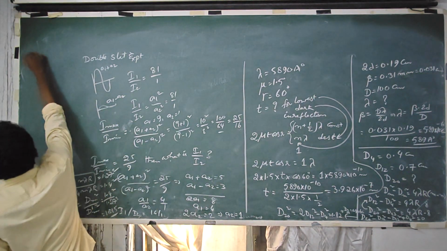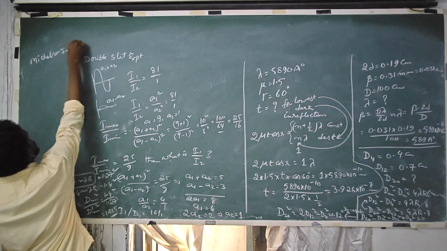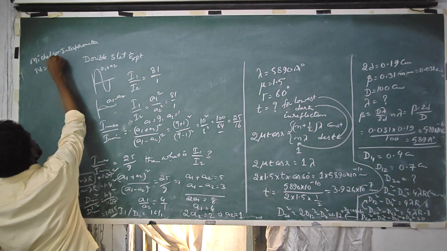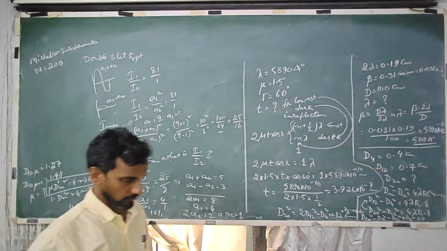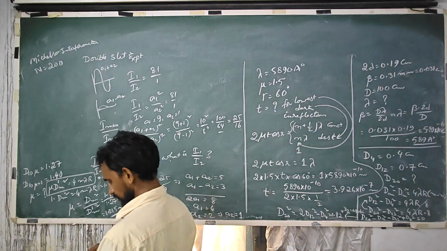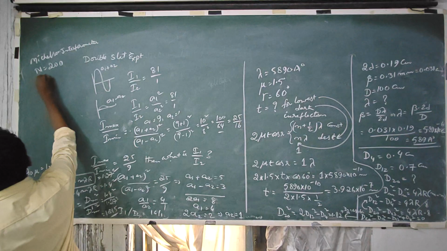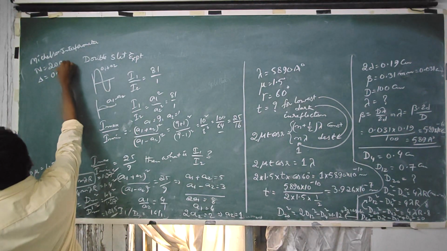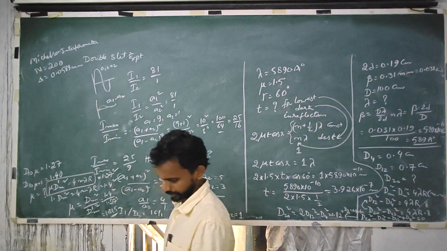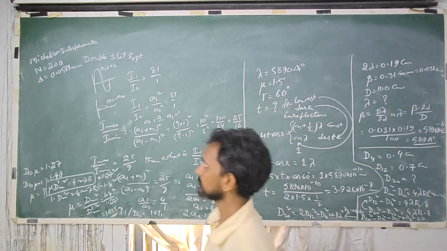Michelson interferometer. 200 fringes are shifted when the mirror is moved by 0.0589 millimeters. What is the wavelength of the light?